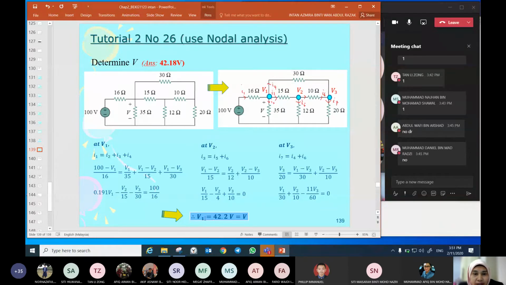Why do I just put V1 here? Because our target is to find V here. V is equal to V1. Okay, any question?